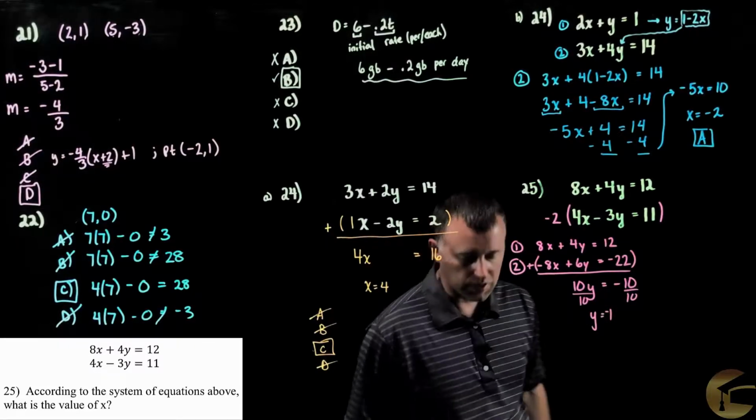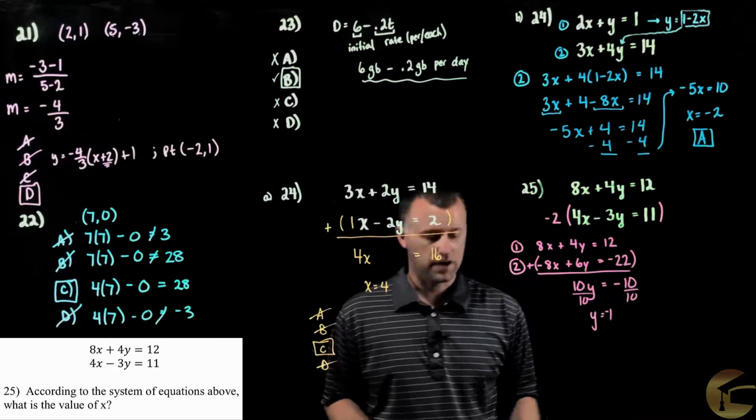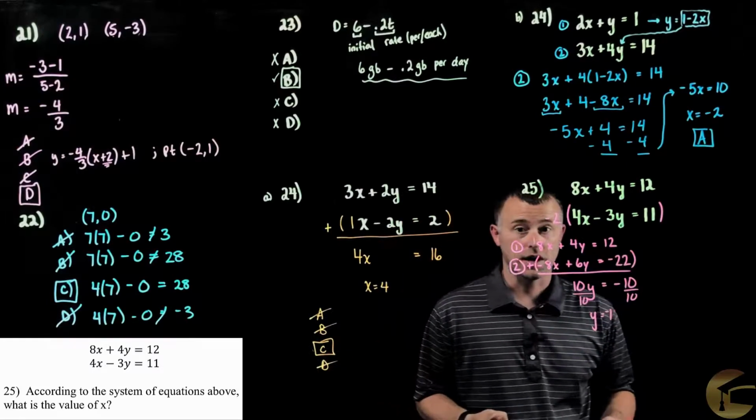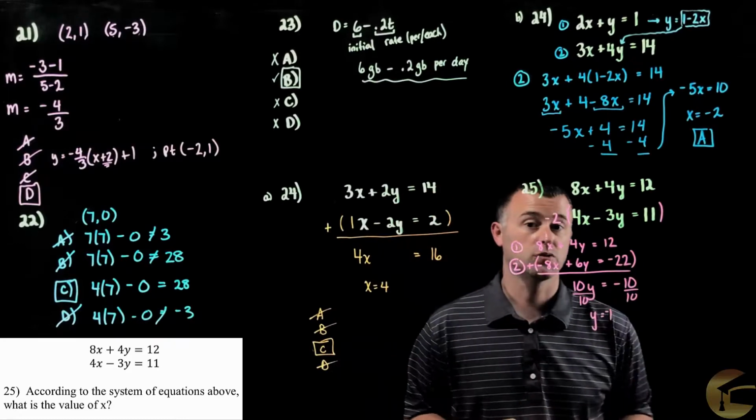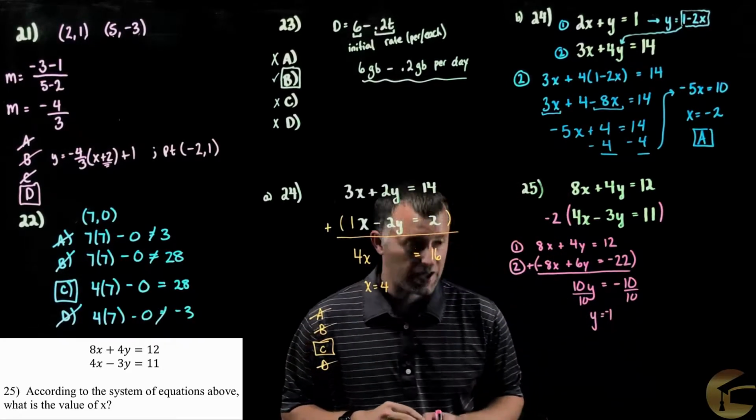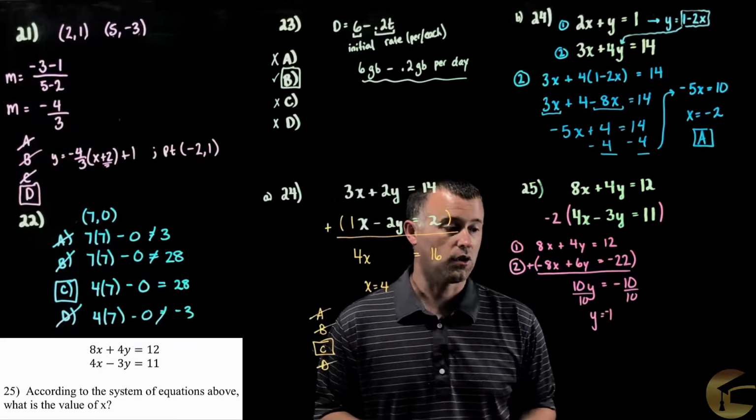But as you can see on this one, you don't have that as an option. They want the value of x. So again, remember, if it was multiple choice, check them. This one is a grid and they want the value of x. So we have to actually solve for x.